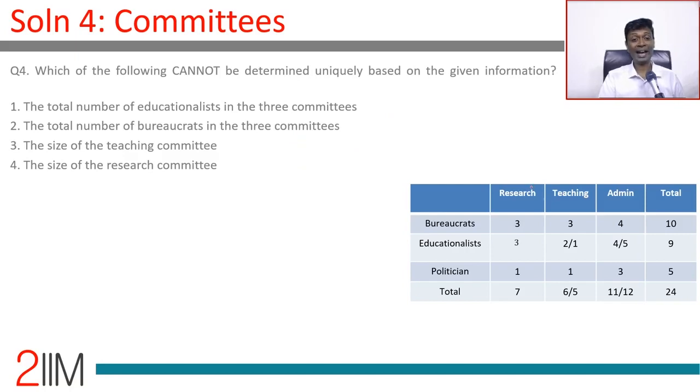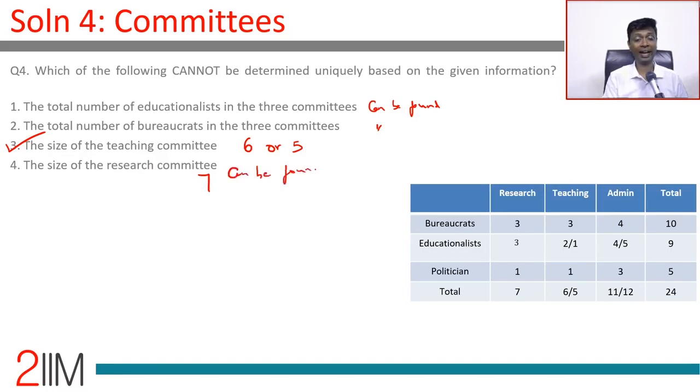Which of the following cannot be determined uniquely based on the given information? The total number of educationalists in the 3 committees. Total number of educationalists is 9. This can be found. The total number of bureaucrats in the 3 committees. This is 10. Again, can be found. The size of the teaching committee. This could be 6 or 5. This cannot be found. Size of the research committee. This is 7. This can be found.